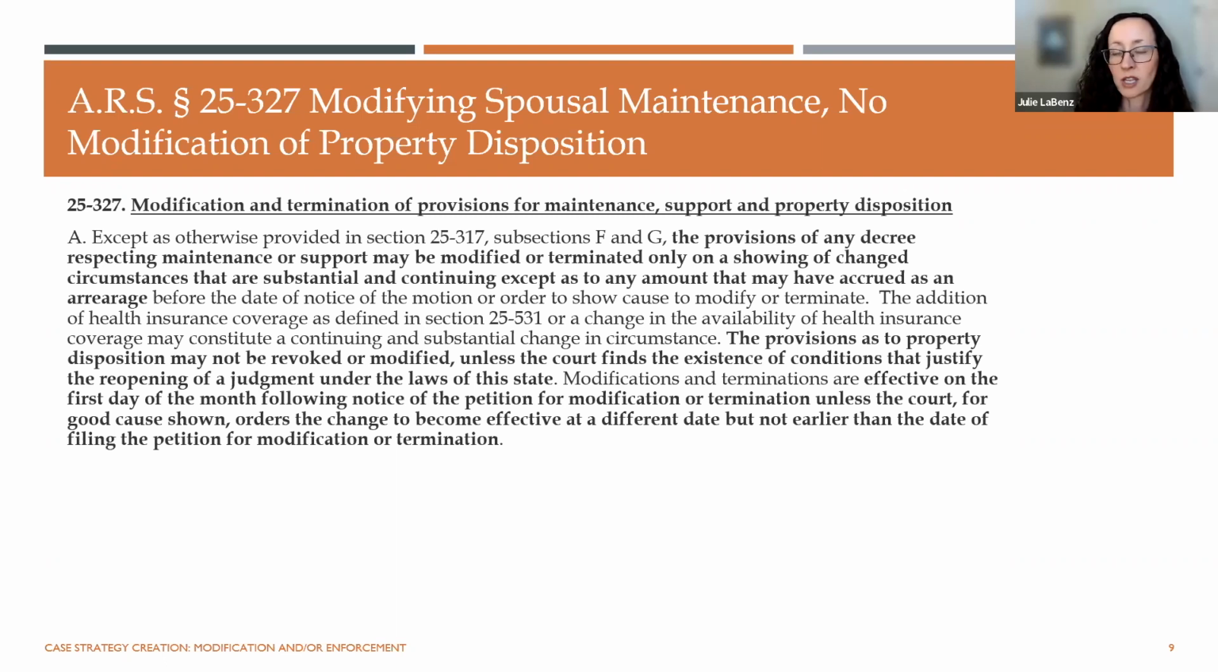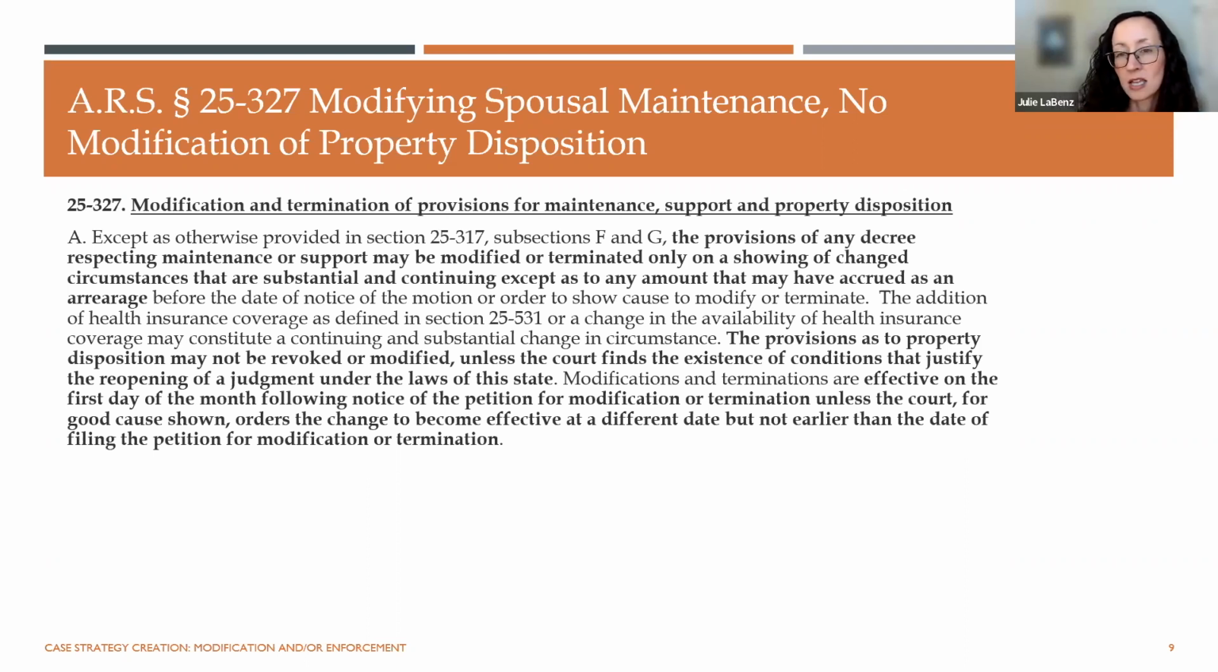So the court is looking, if you're going to modify, the question is, well, when does that become effective? If I'm paying $500 a month in spousal maintenance and it's going to get reduced to $250 a month, when does that $250 start? Well, according to the law, that starts when the order is entered or the petition is filed. So you'll see here at the end, it says effective on the first day of the month following notice of the petition for modification or termination, unless the court, for good cause shown, orders the change to become effective at a different date, but not earlier than the date of filing the petition for modification.